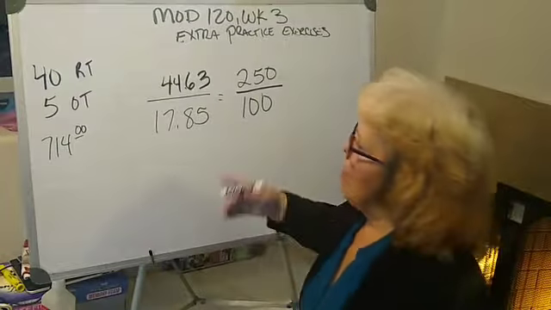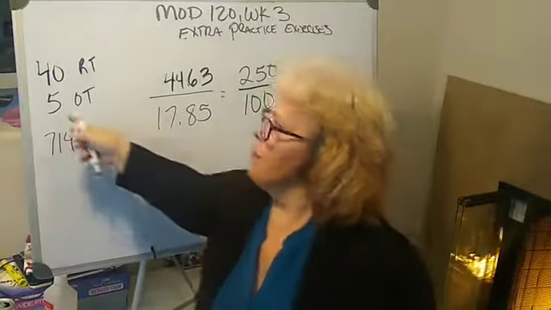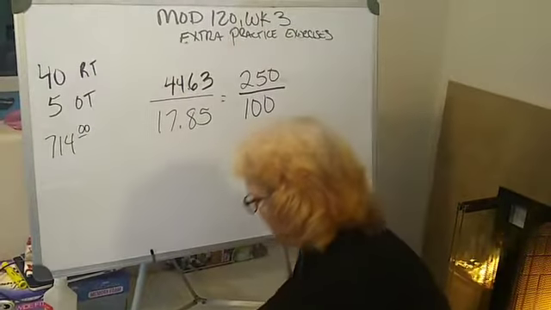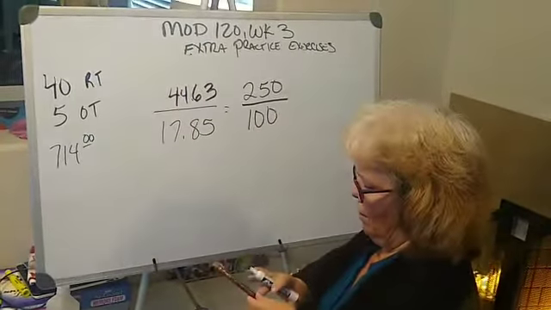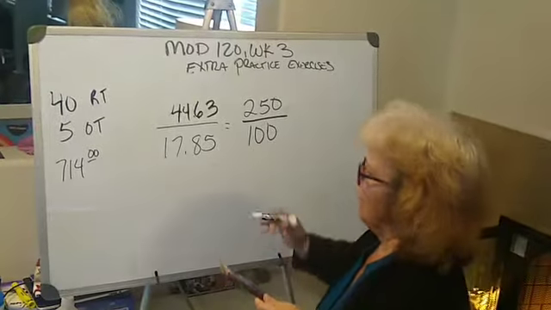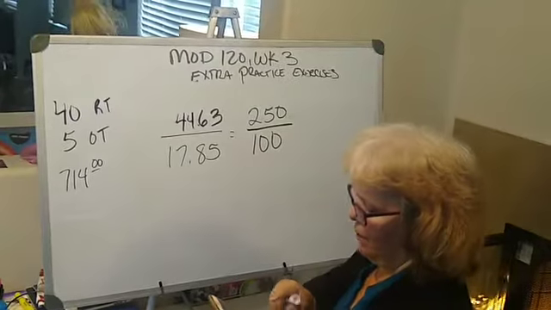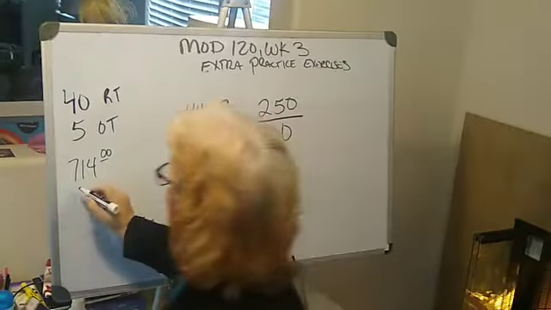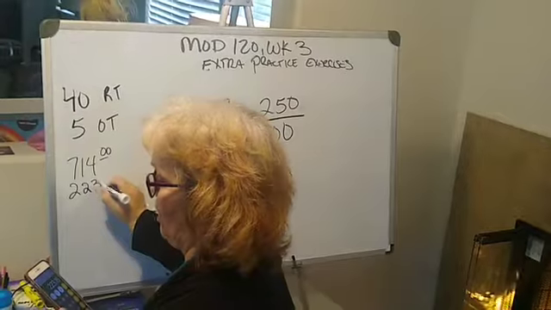So how many hours did he work overtime? He worked 5. So we need to take that 44.63 and multiply it times 5. So his overtime pay is going to be $223.15.